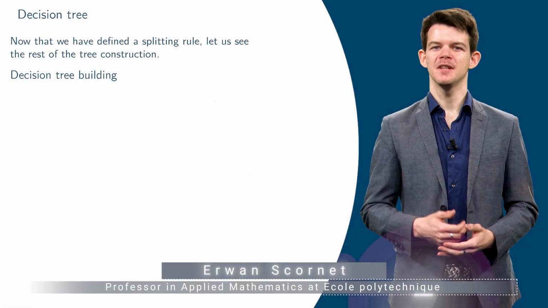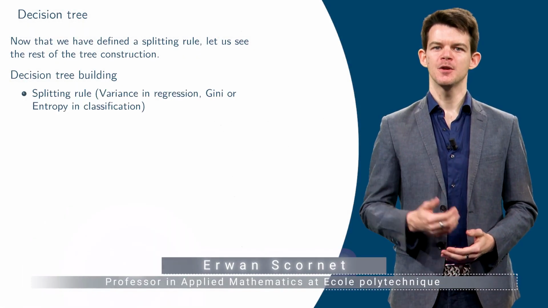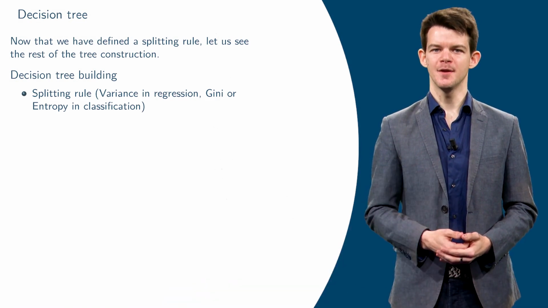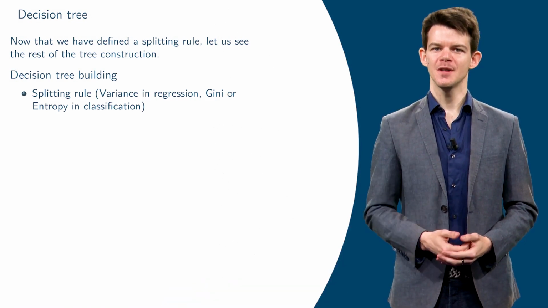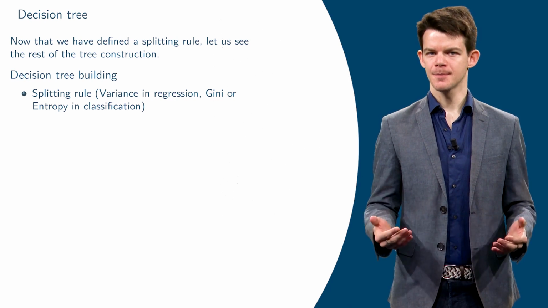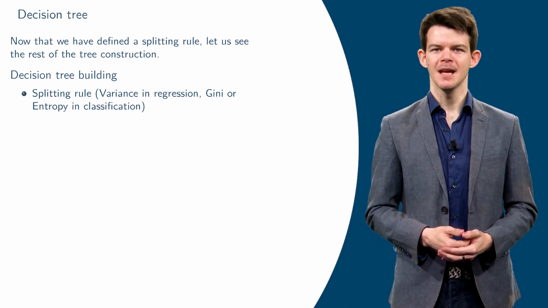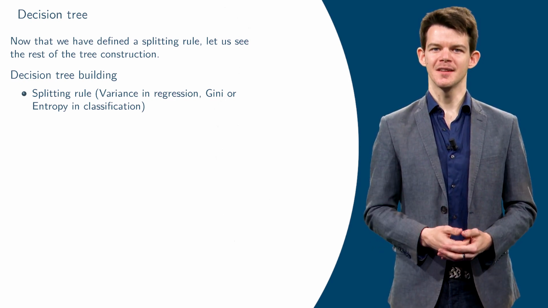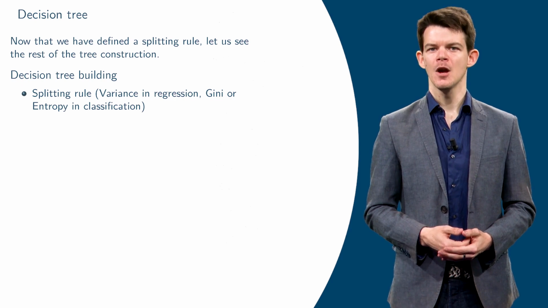We have seen how the splitting procedure works. An impurity criterion is chosen: the variance in regression, Gini or entropy in classification. The impurity reduction is calculated for each possible split, all directions are considered, and the split with the largest impurity reduction is chosen.